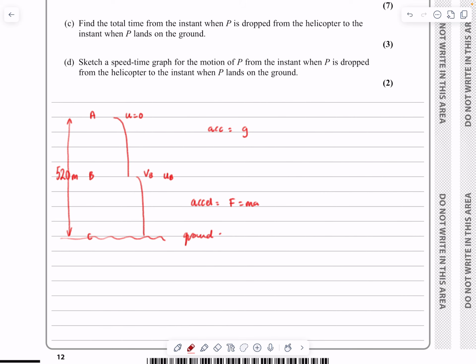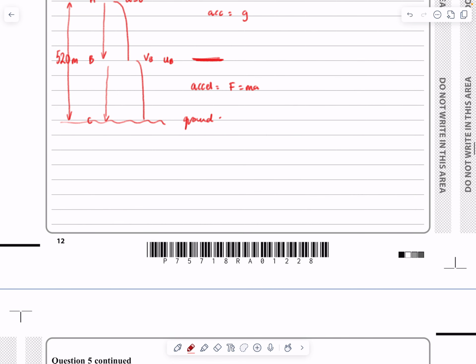So I'm going to consider my first part of the journey as being from A to B, and then the second part of my journey as being from B to C. This point here is where the parachute opens, okay? So let's have a look at that and see what we've got there. We know that it's 5 seconds for the first part. We don't know how long it is for the second part. We don't know much information about the second part at all.